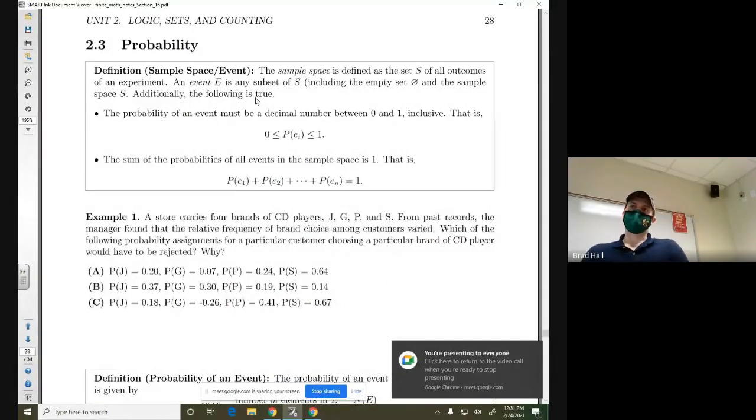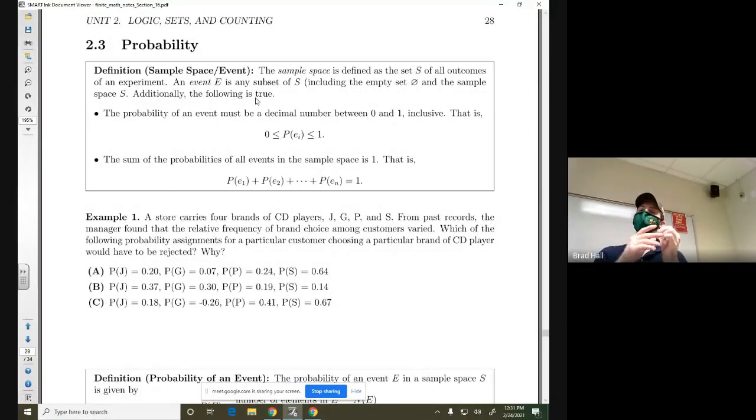So probability, really the previous 2 sections have slowly been working us towards this idea of probability. We started off talking about sets, which were this formal collection of objects. And then we started counting the number of items in a set. That's ultimately what we've been doing in the counting section. And so probability is going to seem very similar to the counting section that we did last section.